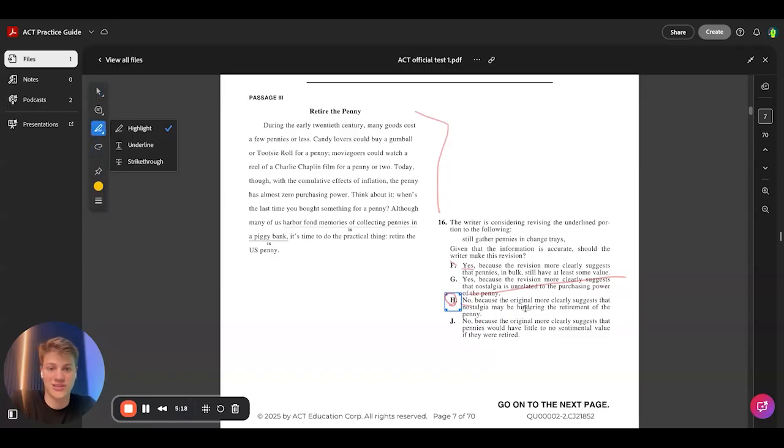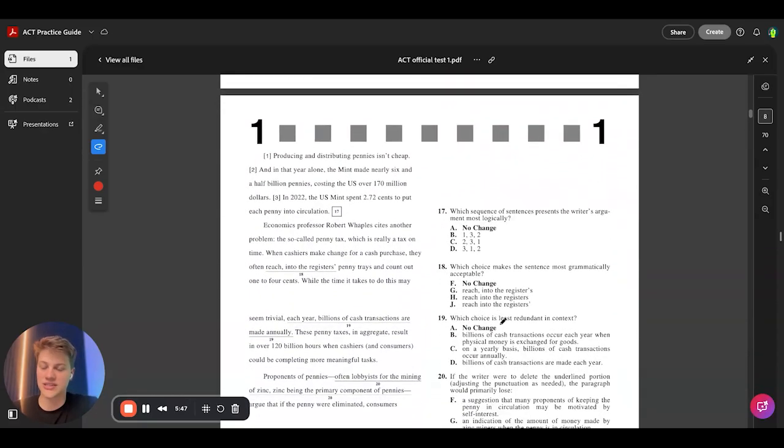And it's really important to note that the second half of this statement is just true, right? Because the original more clearly suggests that nostalgia may be hindering the retirement of the penny. And that's true. That's what the sentence says. And then answer choice J is also wrong. "No, because the original more clearly suggests that pennies would have little to no sentimental value if they were retired." That is false. This is talking about some sort of sentimental value. So the answer to 16 is H.